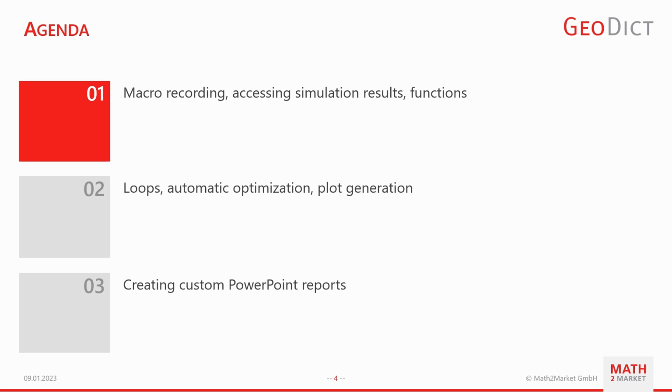In the first part, we are going to be recording a macro which generates a simple grain geostructure and runs a flow simulation. We will then extend that macro in order to access the produced GDR file and extract the permeability value from it. We'll then learn how to reorganize that macro into functions in order to make it easier to reuse for the following steps. In part 2, we are going to be looking at loops, automatic material optimization and plot generation. In the third part, we'll put all this together and create custom PowerPoint reports from our simulation results.